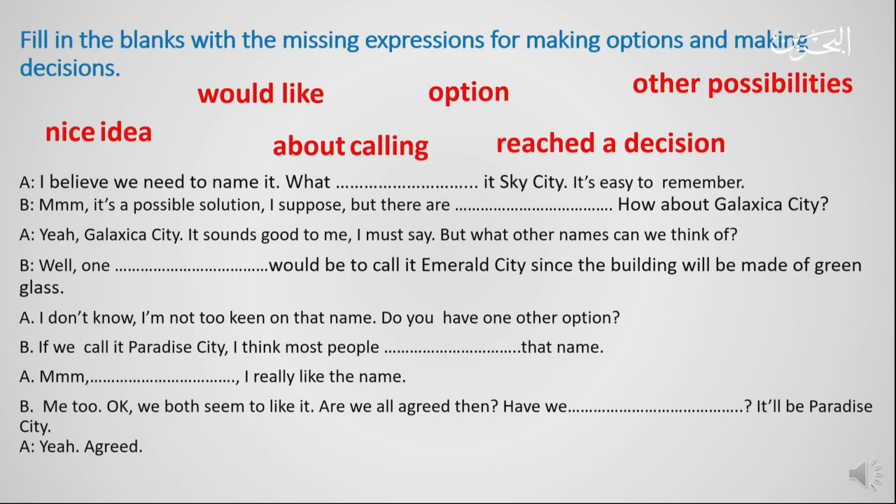Now, let's fill in the blanks with the missing expressions for discussing options and making decisions. We have here the words: nice idea, would like, about calling, option, reached a decision, other possibilities. I'll give you 2 minutes to read and find the right answers.